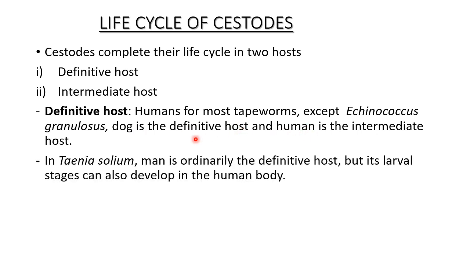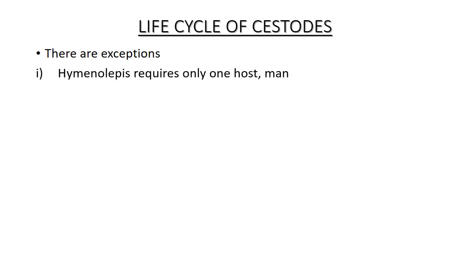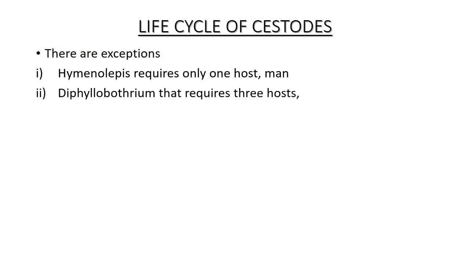Okay, then in Taenia solium, man is the ordinary definitive host, but some of the larval stages can also develop in the human body. Okay, so in as much as we have described the cestodes as having 2 hosts to complete their life cycle, there are some exceptions. So we have Hymenolepis, which only requires one host, which is the human being, and it belongs to the Cyclophilidian order. Then we have Diphyllobothrium, which belongs to the Pseudophilidian order, and it requires three hosts.